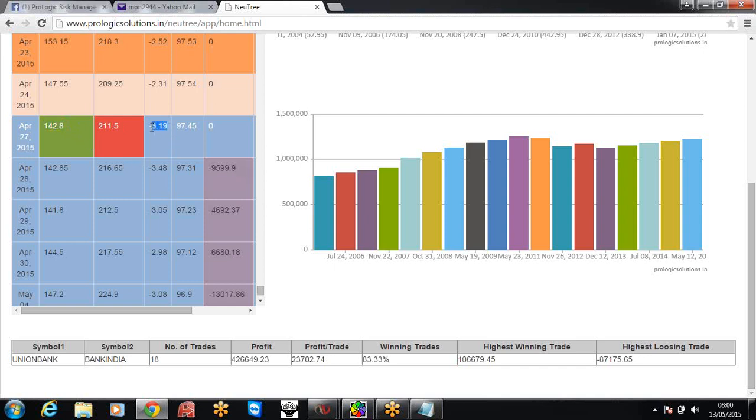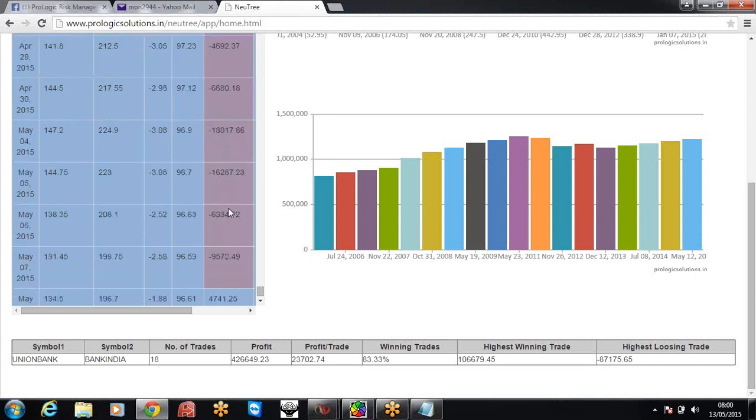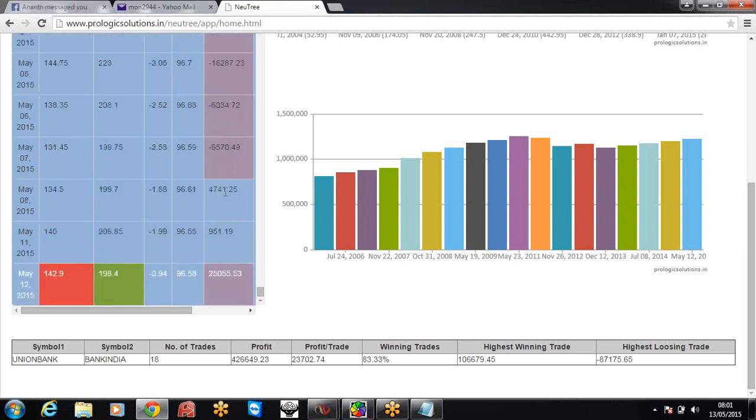You can see the Z score is 3.19. The excellent correlation. When you have these conditions perfectly all right, you can enter into the trade and wait till you make profits. So you can just see that it went under loss, and then it turned into profits, and finally it exited at 25,000 rupees profit yesterday.